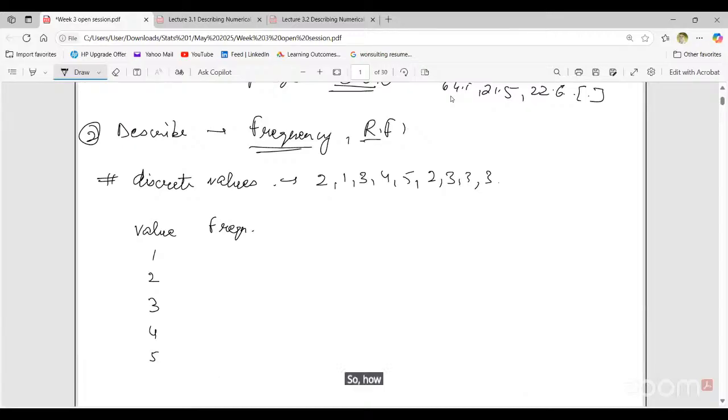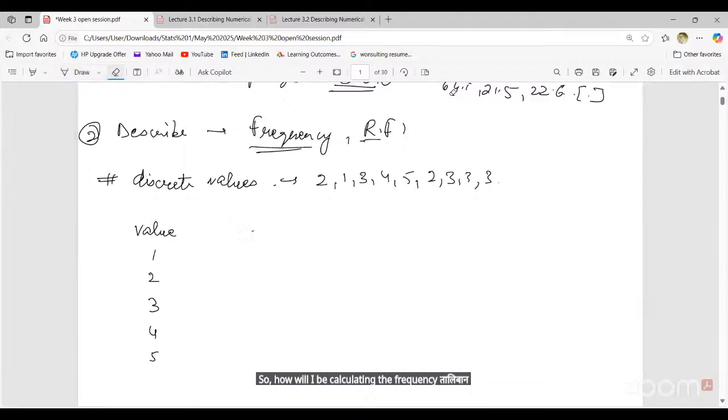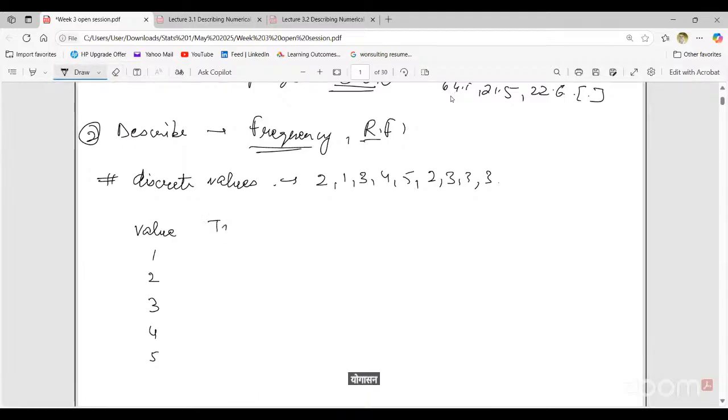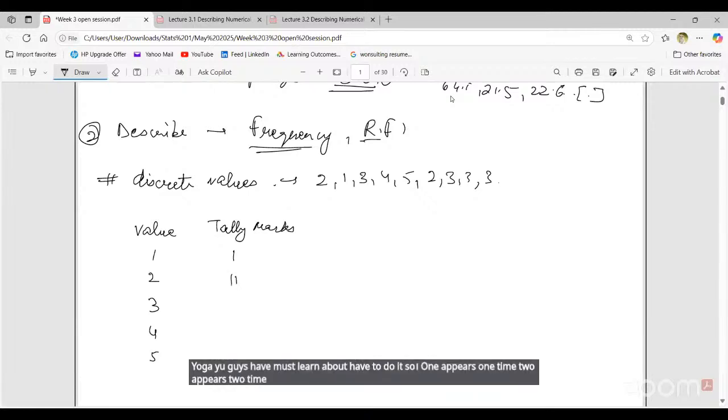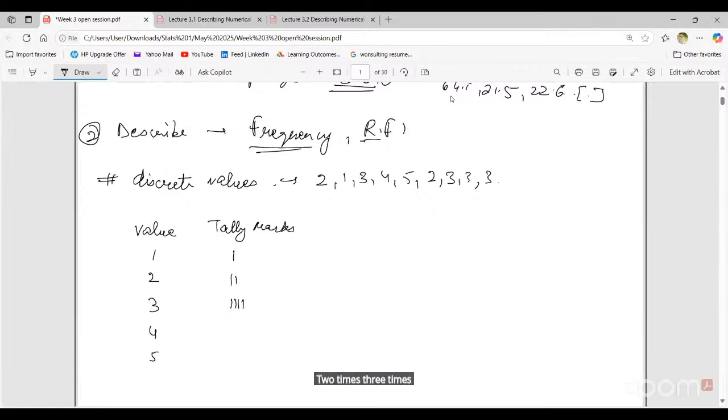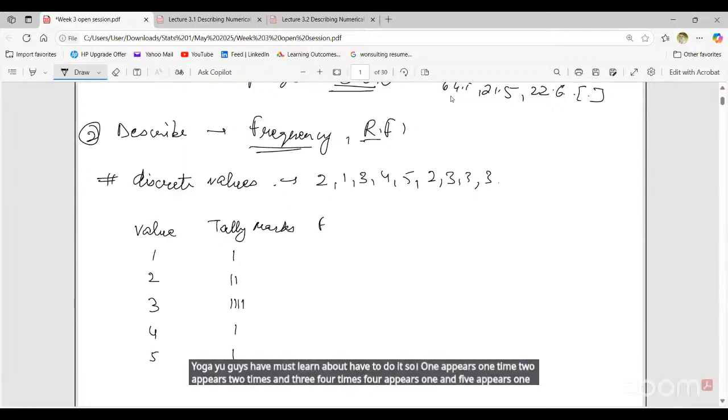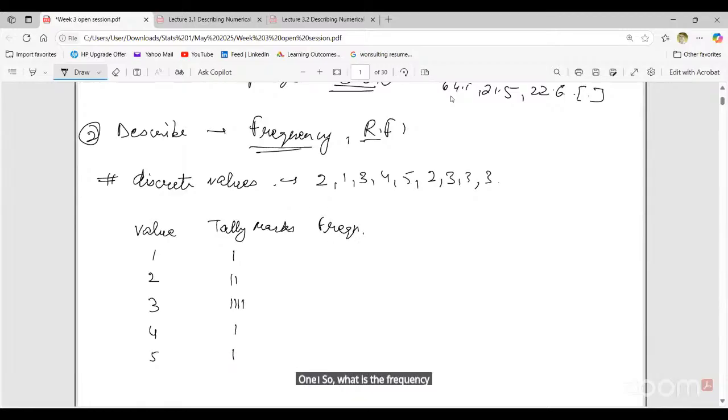How will I be calculating the frequency? With the help of tally marks. You must have learned about tally marks, right? So 1 appears 1 time, 2 appears 2 times, 3 appears 4 times, 4 appears 1 time, and 5 appears 1 time. So the frequency is 1, 2, 4, 1, 1. Basically, this is how I calculate the frequency. Then how will I calculate the relative frequency? What is the total here?